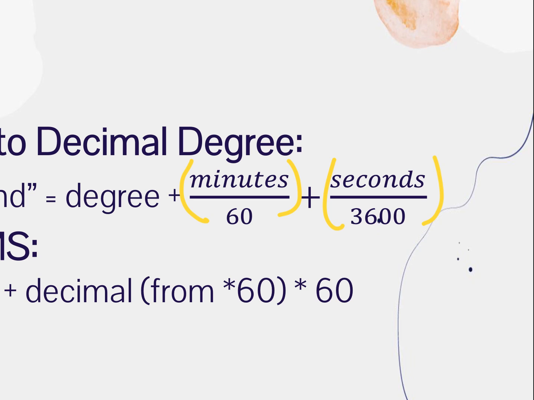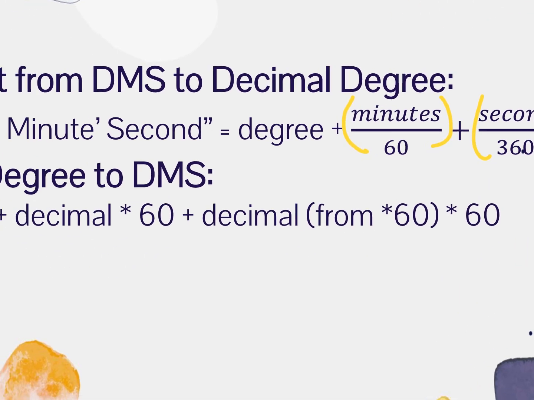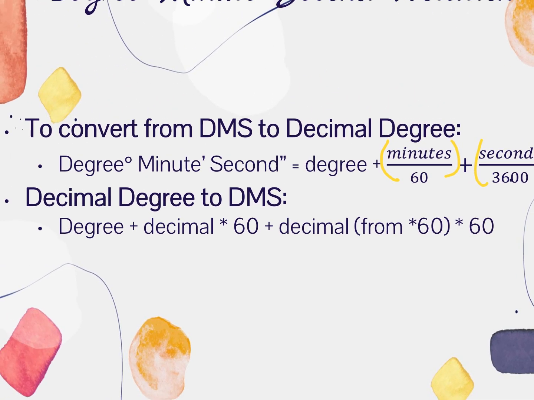How many minutes are in an hour? 60. How many seconds are in an hour? 60 times 60 is 3,600. That's where that comes from. This one, we're going to go the opposite direction. This is kind of confusing the way it's written, so I'll show you how to do it. So let's go to the next slide.